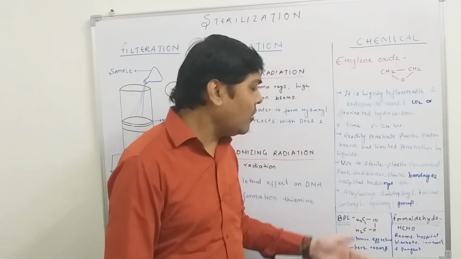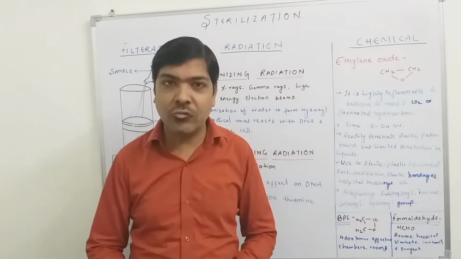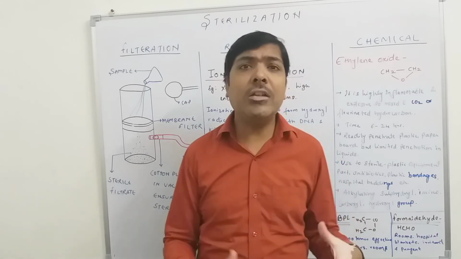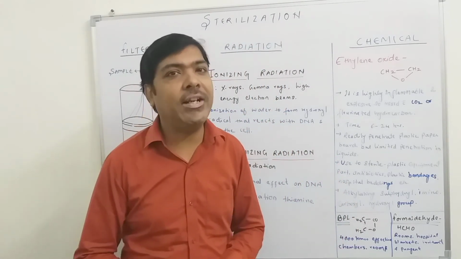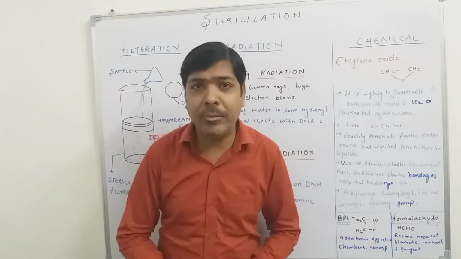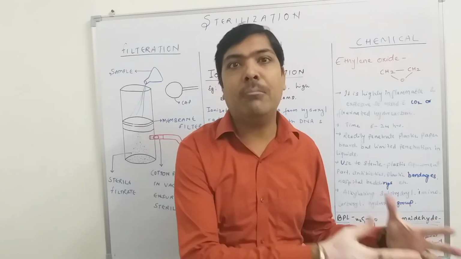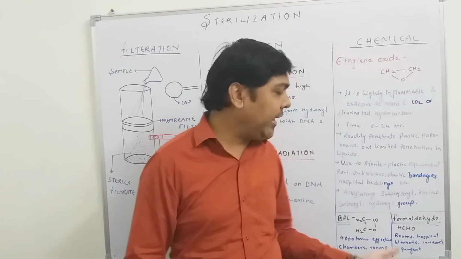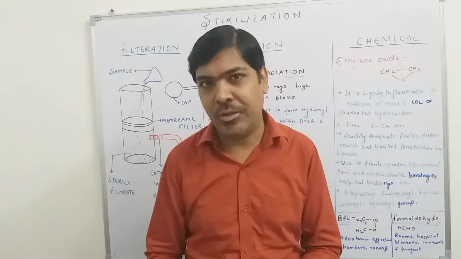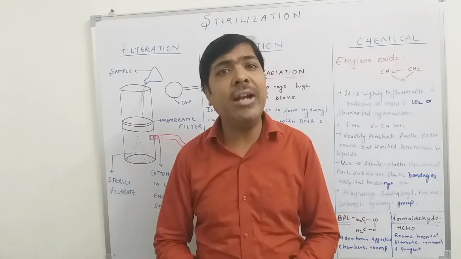Now coming to the last most common gas chemical method that can be used for sterilization, which is the use of formaldehyde fumigation. Formaldehyde fumigation is also considered to be a very common method, especially if we are talking about the hospital environment. If we have to sterilize any hospital beddings or any room, then fumigation by formaldehyde is very commonly used.